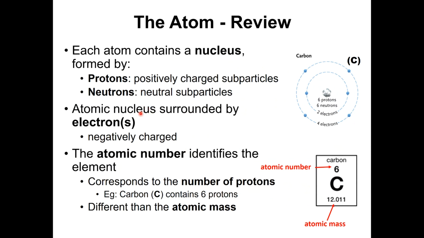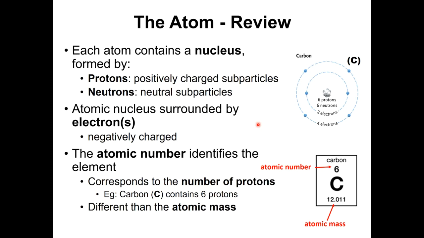Together with that, there is a third subparticle called the electrons, which are not found in the nucleus, but somewhere, not in orbits like is described here, but somewhere around the nucleus. Okay, they can move around there. Nobody really knows where they are. You can just guess where they are when we talk about orbitals.